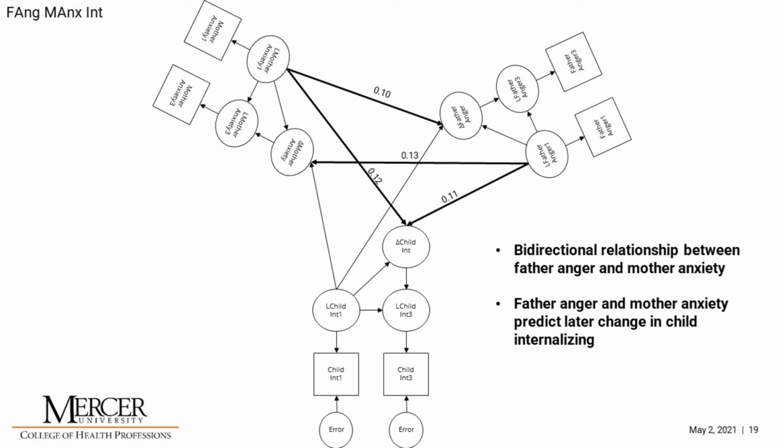So to summarize, there seems to be a bidirectional relationship between paternal anger and maternal anxiety. It also appears that father anger and mother anxiety predict change in child internalizing behaviors. So what does this mean? First of all, it's clear that depending on the presenting psychological issue, each family member is differentially impacted. This can be applied clinically, and also in research, in that we need to be looking at a bigger picture, maybe more of the family system than just a dyad.